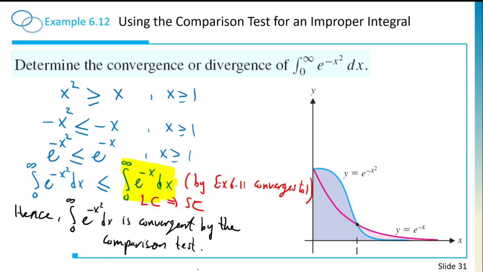So these are two questions where we tried to build our question using the comparison test. Notice here I've used just some basic skills in inequality. You just need to decide how to build your function.